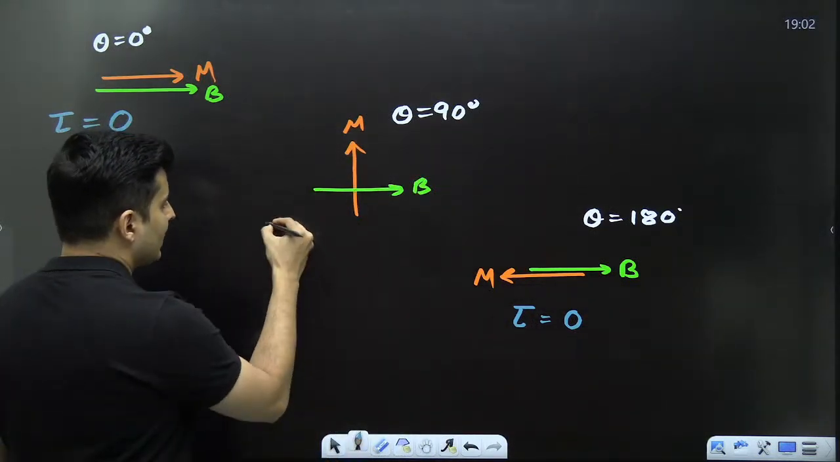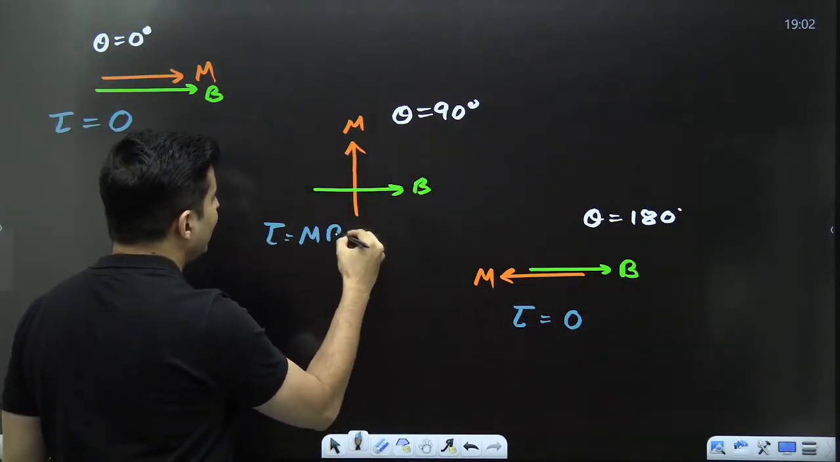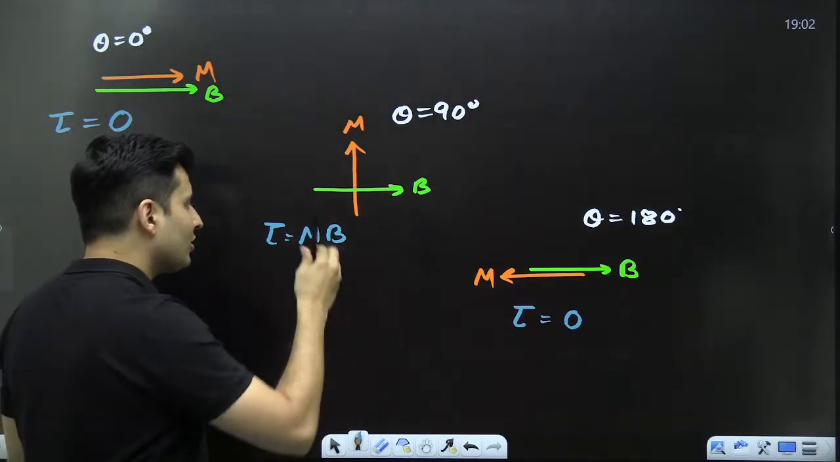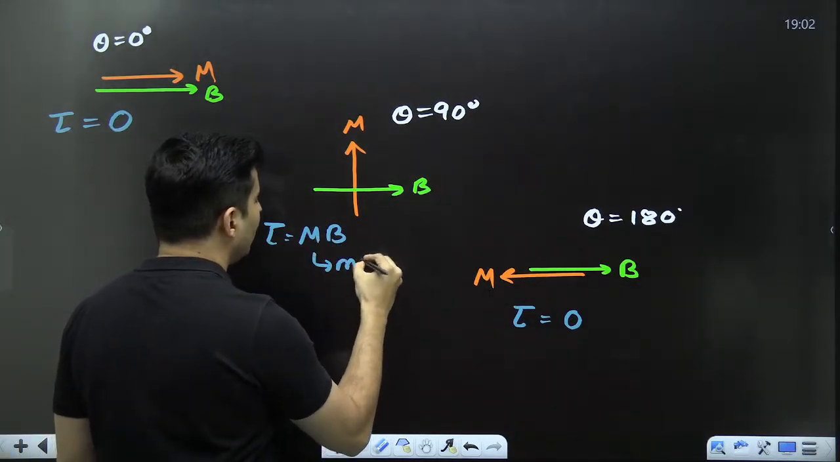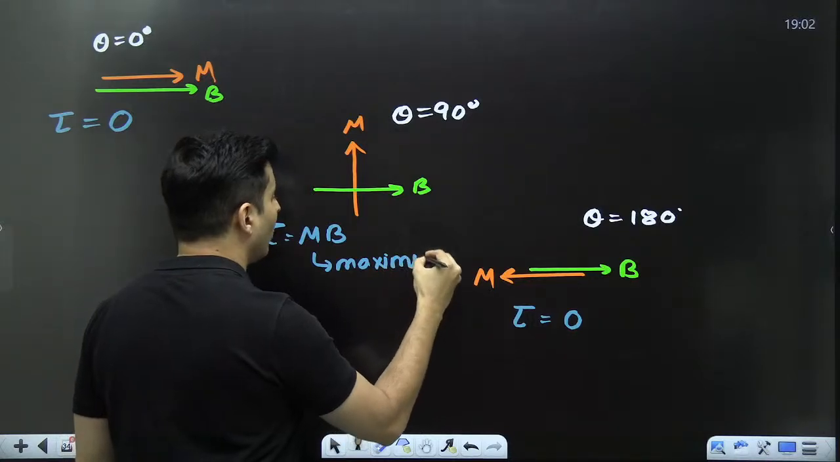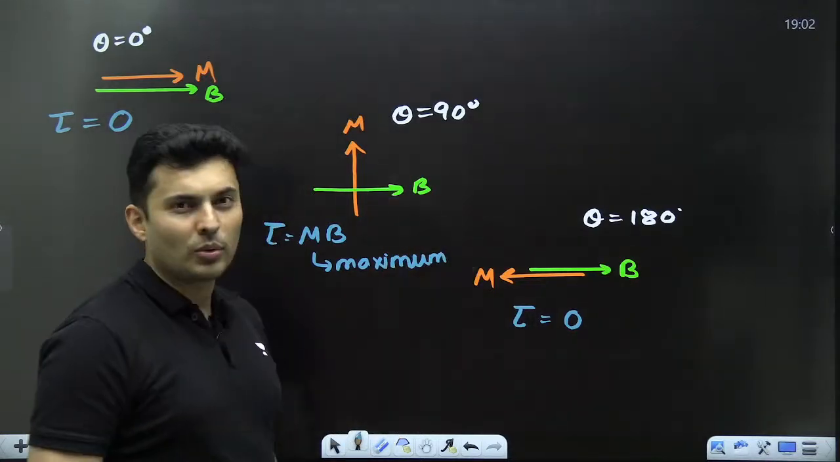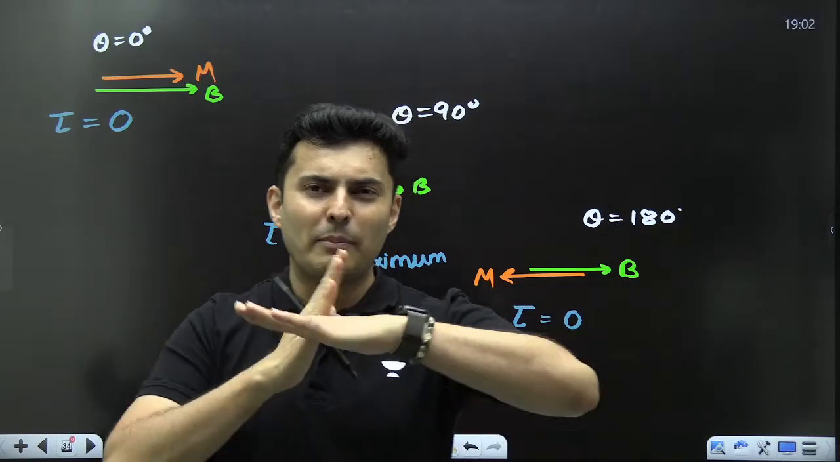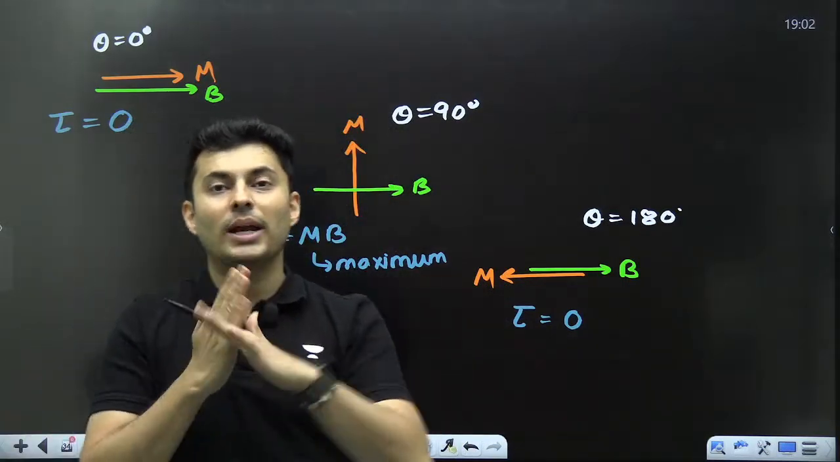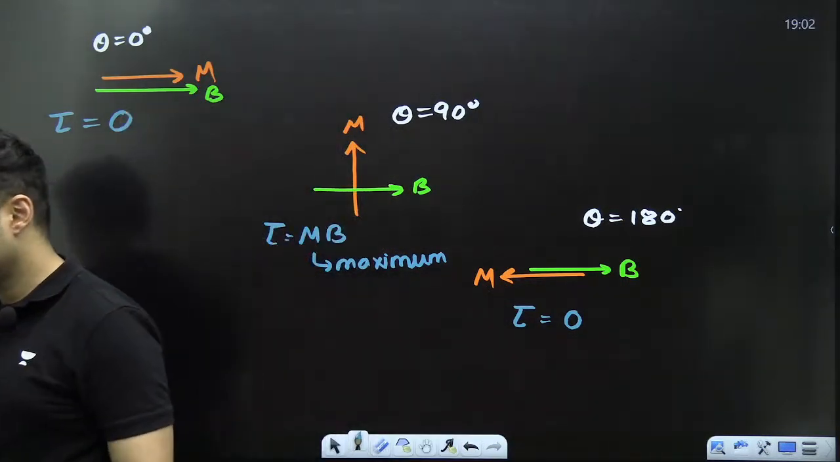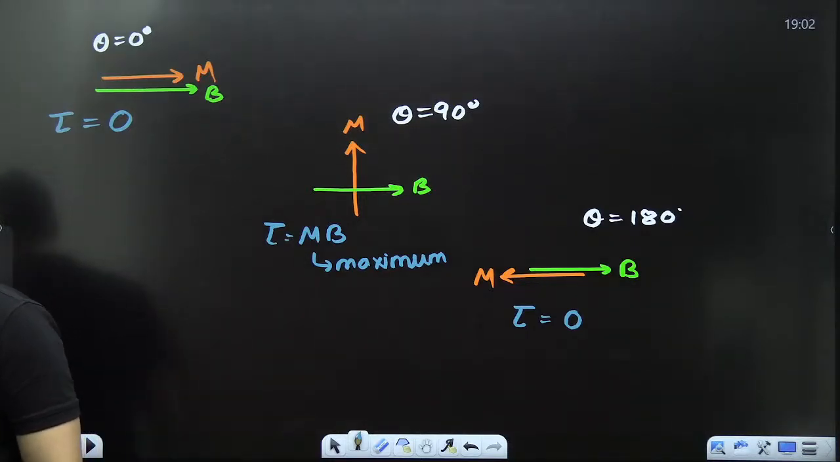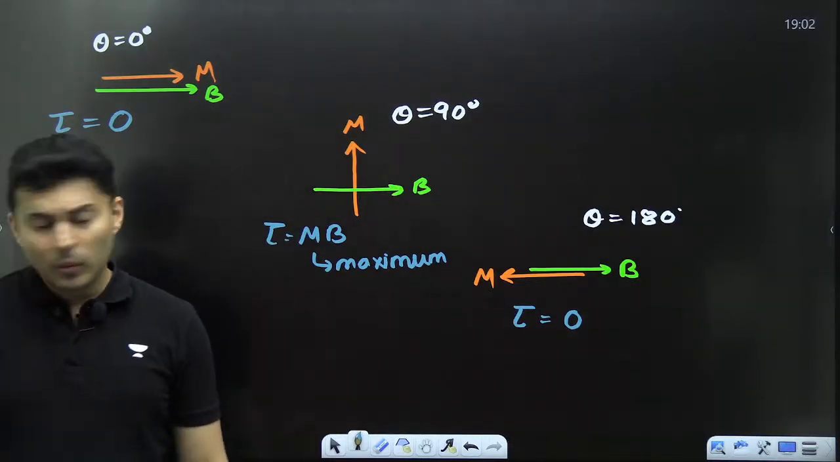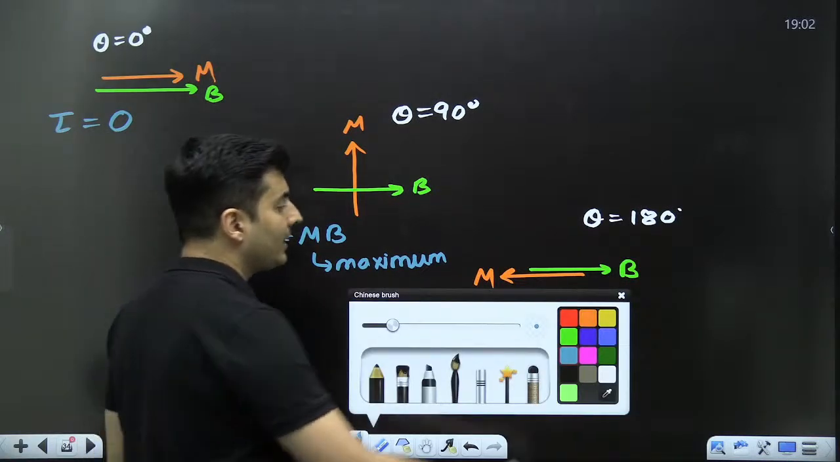In this case, the torque will be MB sine 90. Sine 90 is 1. So this is the maximum value of the torque. You cannot get more torque than this situation. When it is perpendicular, you get maximum torque. At any other angle, you get less torque than that. Make sense? Great.